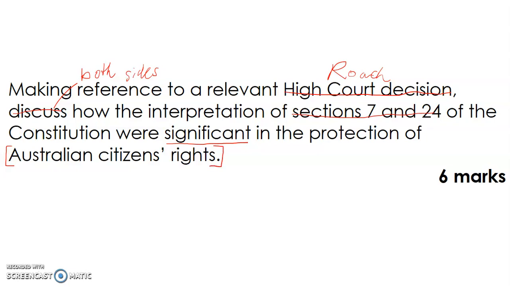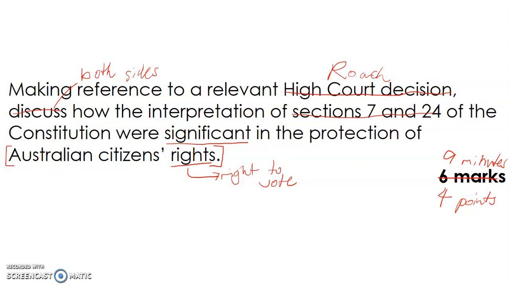When I think about Roach, the core right involved here was the right to vote and whether or not it was protected under the Australian Constitution. So I'm going to just underline here and just a little note to myself, right to vote. Okay, 6 marks, so that means I'm going to have 9 minutes. Yep, and it means I'm going to want sort of 4 substantive points. 4 points that I've supported with detail. Okay.